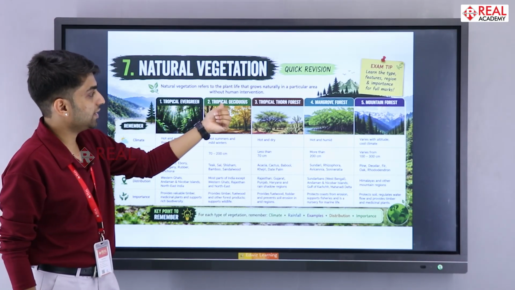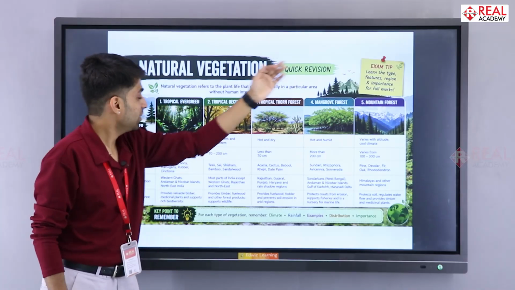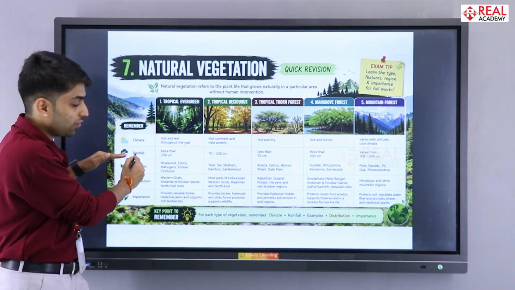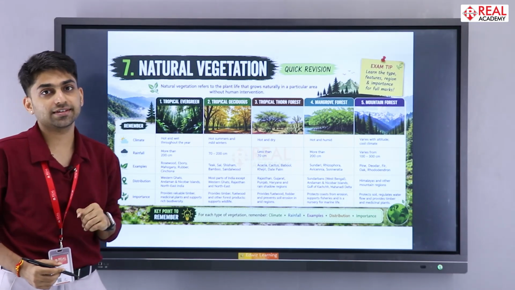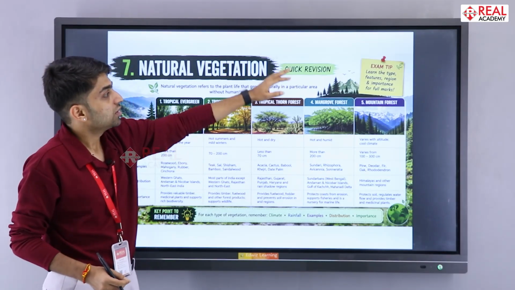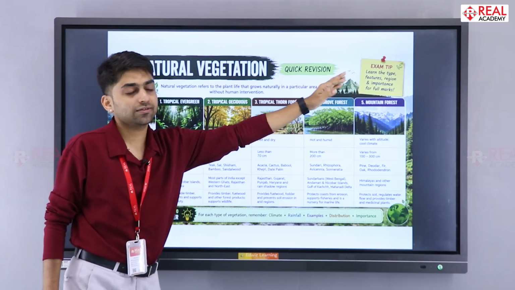Tropical evergreen, tropical deciduous, tropical thorn forest, mangrove forest, mountain forest. What you need to remember is the kind of climate they grow in, the rainfall they require, examples of them, distribution and importance. You also need to give reasons. So learn the type, features, region and importance for the full marks.